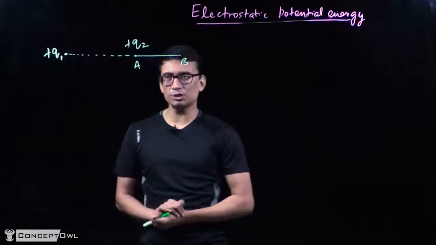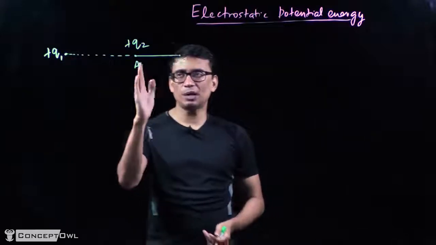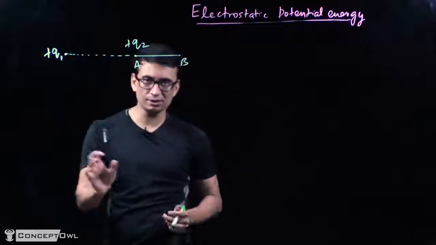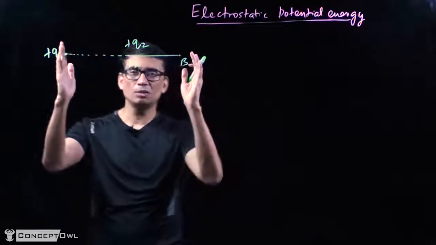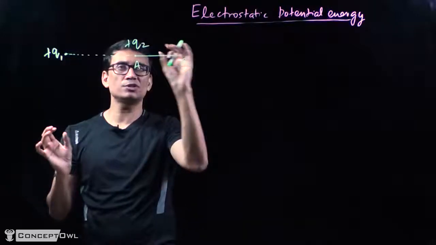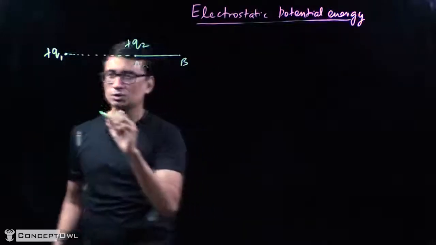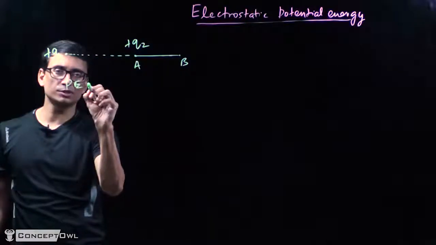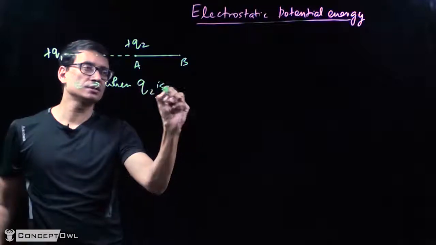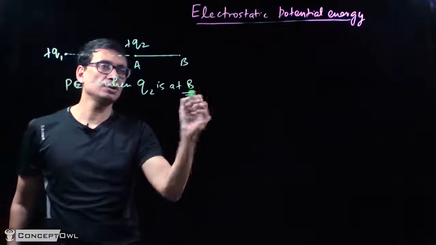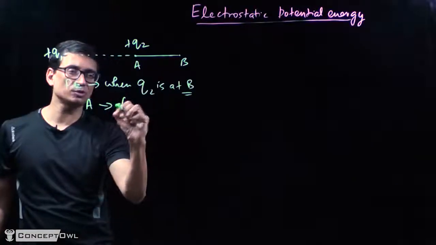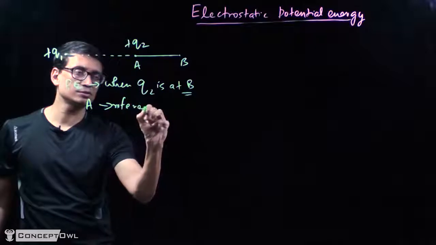So the question I'm going to ask you is, assuming that I'm taking point A as a reference, so with respect to point A as a reference, what is the potential energy of the system when this charge is at point B? So what is the potential energy of the system when Q2 is at B? It goes from A to B, and point A is my reference point.